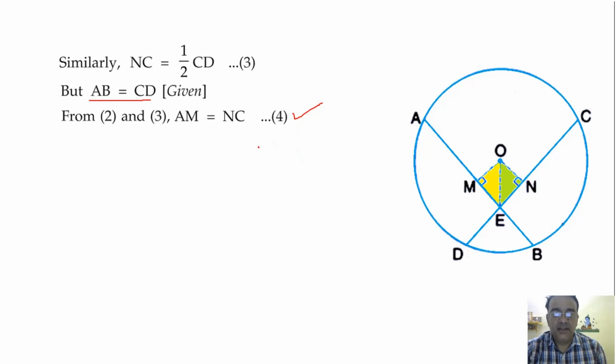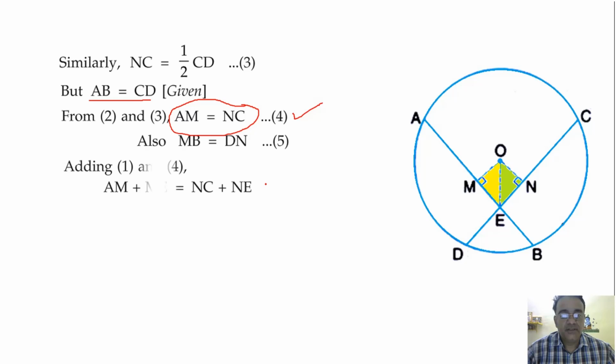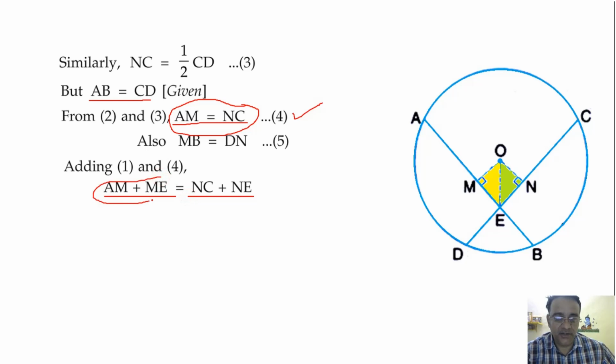No, sir. Okay, now what we will do, we will add ME is equal to NE to this. Similarly MB is equal to ND because perpendicular bisects the chord. So now we will add AM is equal to NC and ME is equal to NE. So we'll get this one. If you add these two, what you will get? AE. Right. If you add these two, what you will get? CE. Very good. So AE is equal to CE.